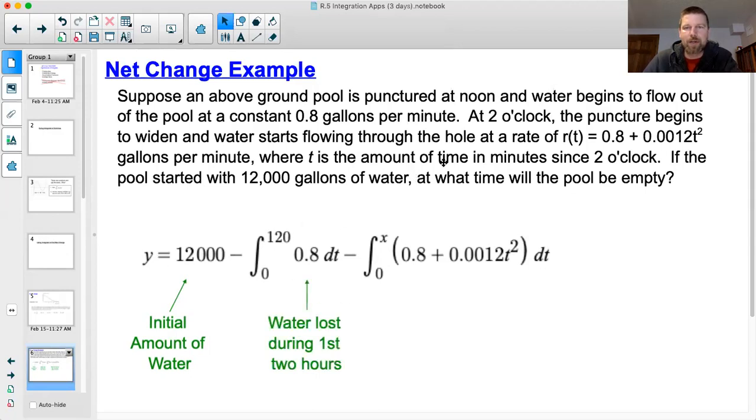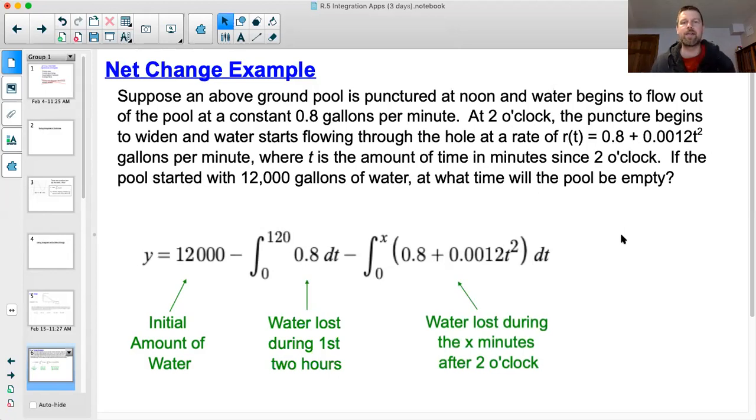After the 2-hour mark, once I hit 2 o'clock, the rate of change of that water loss shifted. It became this expression. So I've got to find the integral of that expression. I'm starting it from 0 going to x, starting at 0 because this equation has time t being the minutes since 2 o'clock. Well, at 2 o'clock, that's starting at 0. But I don't know how long I'm going to lose water. I just know I'm losing this water at this rate for x minutes until the pool gets empty. That's why I put an x here. That's the water I lost during the x minutes after 2 o'clock.